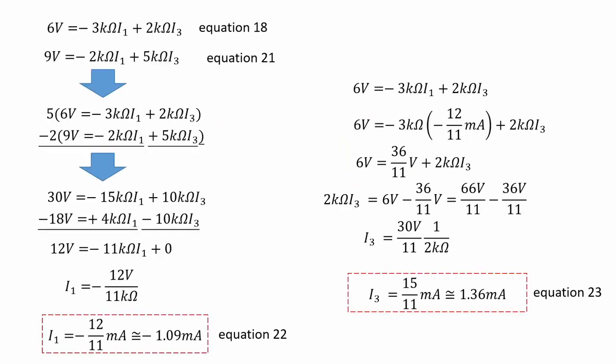Here we add equations 18 and 21 for the two meshes. Simplifying further we get the value of current 1 which is shown in equation 22. Here we see that it has a negative value. This suggests that the assumed direction of the current is wrong and must be reoriented later. Substituting equation 22 into equation 18 to obtain current 3, we arrive at the value of current 3 as shown in equation 23.